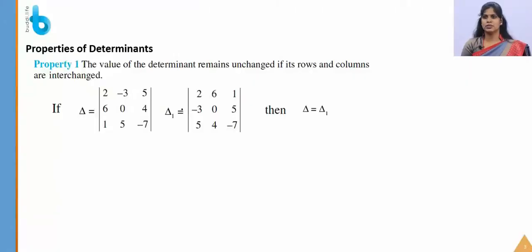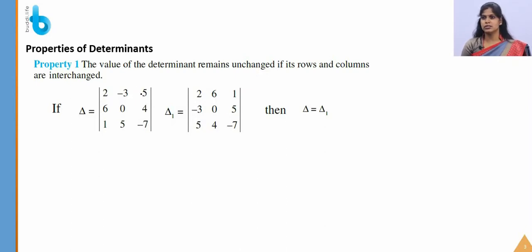First, in the properties of determinants, we will see the first property. The value of the determinant remains unchanged if its rows and columns are interchanged. See, in a determinant, if the rows and columns are interchanged, then the value of the determinant will not change. You know, the value of the determinant is just a numerical value, so the value will not change.